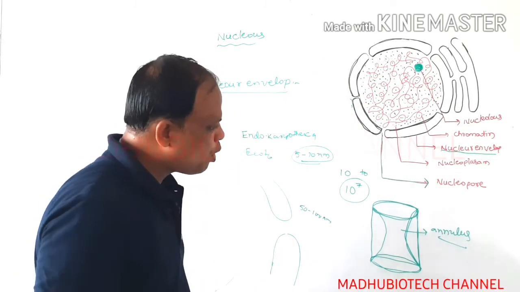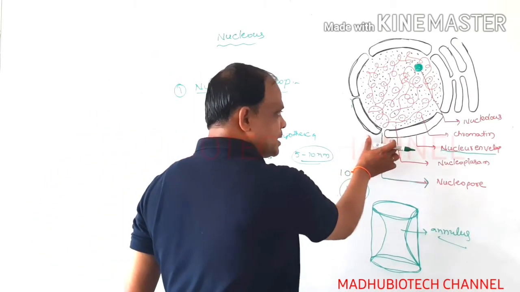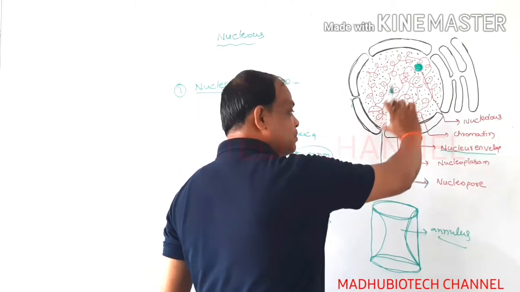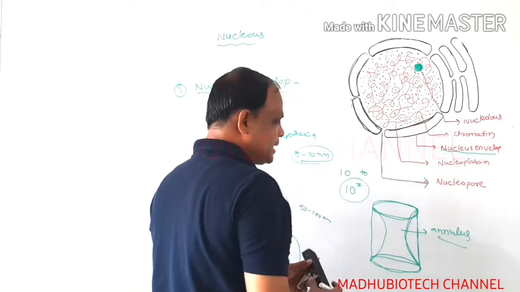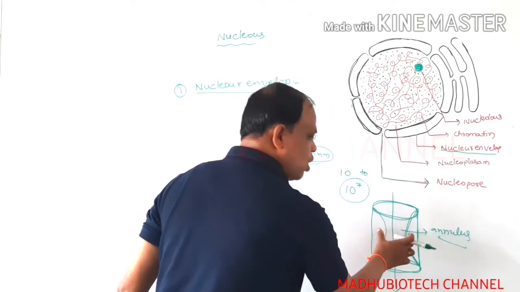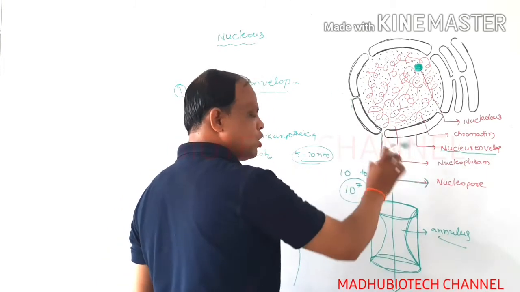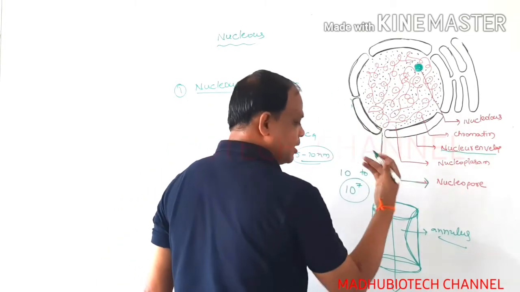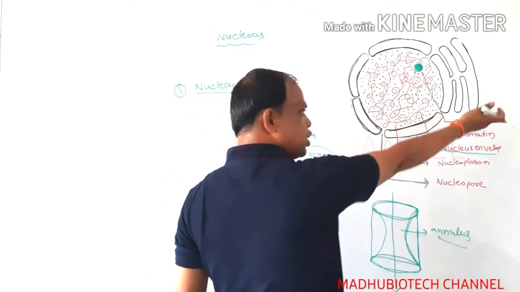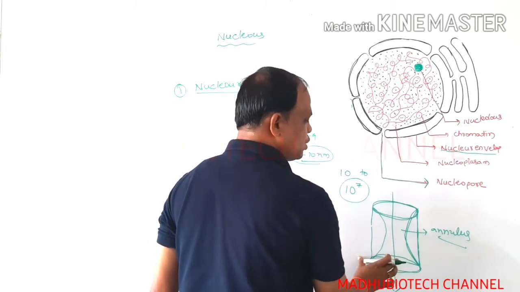With the help of these nucleopores, some small microfibril-like structures are present inside. Through these nuclear pores, cytoplasmic fluids are transported from cytoplasm to nucleoplasm or nucleoplasm to cytoplasm. Okay, these are the nucleopores.